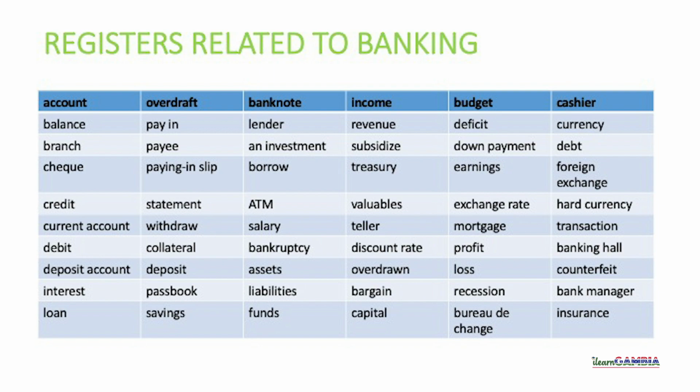Overdraft, pay in, payee, pay in slip, statement, withdraw, collateral. Good. This is a very important word. If you want to obtain a loan, the bank asks you for a collateral, okay? The collateral could be your home or your car or anything that's worth the amount of money you need from the bank. Deposit, passbook, savings, banknotes, lender and investment, borrow, okay?